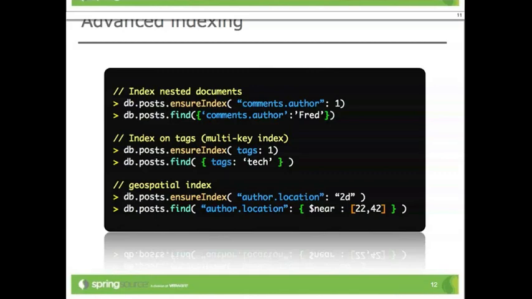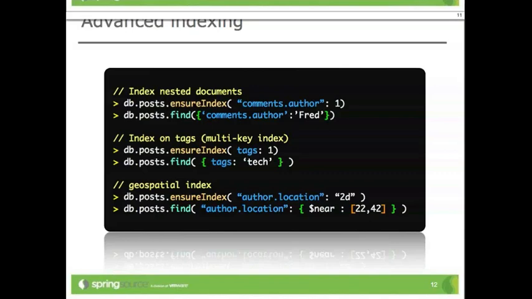So if I say db.post.ensureIndex comments.author, what I'm doing is I'm telling the database to create an index on all of the author values inside of the comments field on all of the blog posts. So if I had 100 blog posts and each blog post had 100 comments, all of those authors would be stored in the index, and that would allow me to do a query like db.post.find where comments.author is Fred. And what that query is going to do is go find me all of the blog posts that Fred added a comment on. So this is obviously a pretty cool trick for indexing complex data models.